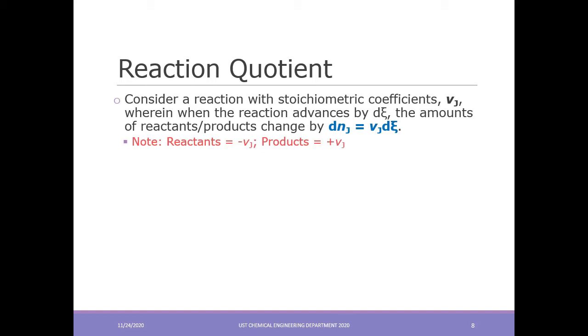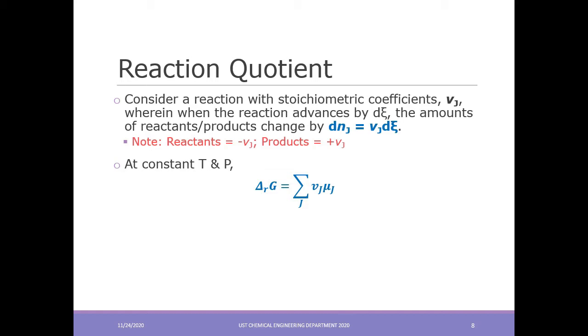At constant temperature and pressure, ΔG_R is given as the summation of ν_j times the chemical potential of substance J. This is the general form of the equation of ΔG_R in terms of chemical potential.